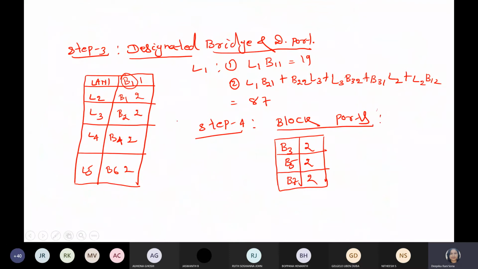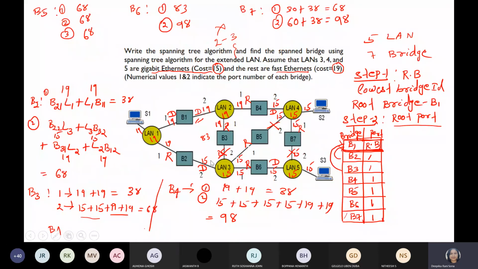If you want to transmit your packets or frames from one station to another station, you have to avoid transmitting through these block ports. These are the block ports. You have to refer to the forwarding path only. That's all. Any doubt regarding this question?